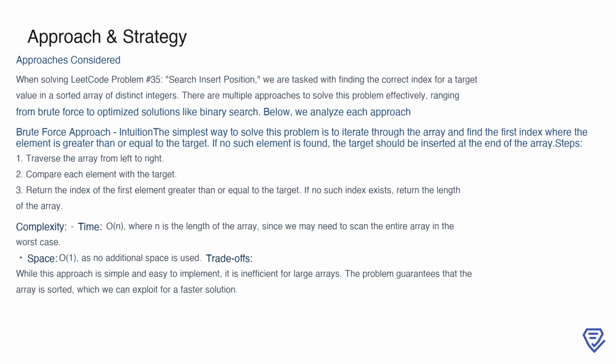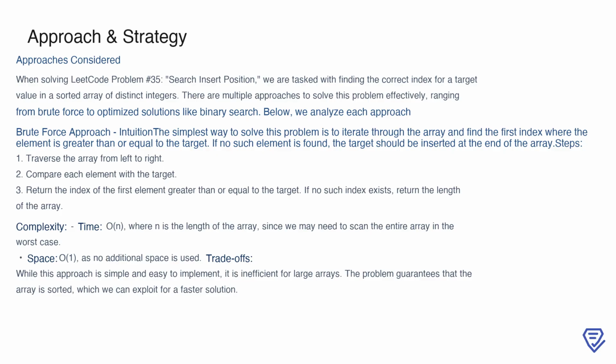To solve the problem of finding the correct index for a target value in a sorted array of distinct integers, we can explore multiple approaches. The most straightforward method is the brute force approach. Here, we simply iterate through the array and identify the first index where the element is greater than or equal to the target. If no such element exists, the target should be placed at the end of the array. This process involves traversing the array from left to right, comparing each element with the target, and returning the appropriate index. While this method is simple and requires no additional space, it has a time complexity of O(n), which can become inefficient for large arrays.